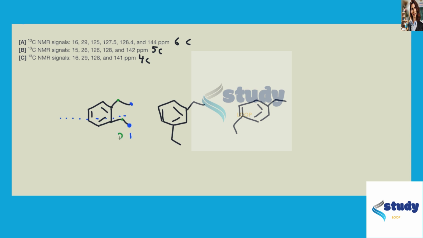This is the second type of carbon. This is going to be the third type of carbon. This is the fourth type of carbon. And this is the fifth type of carbon. So these are 5 chemically distinct types of carbons. So we know that this is going to be spectral B.